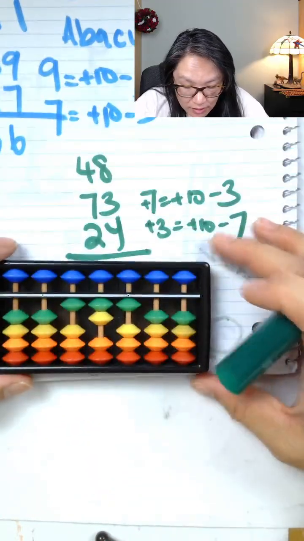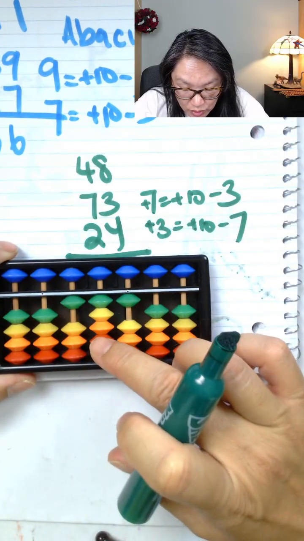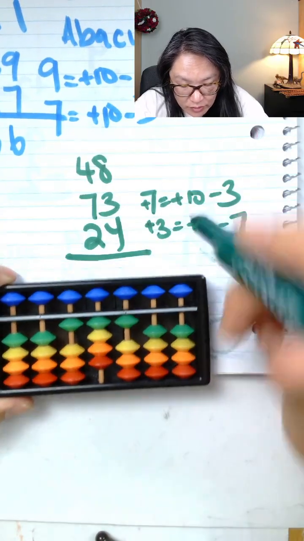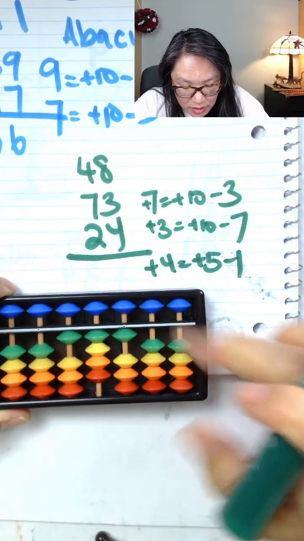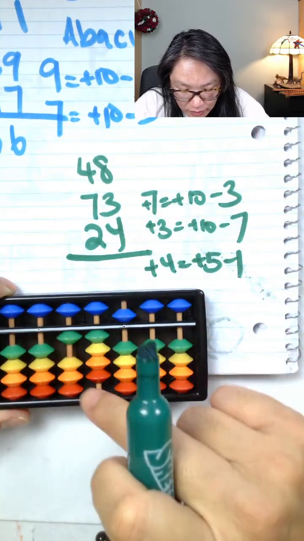Now we go here. We want to add 24. Add 2, add 4. Is there enough to add the 4? No. Plus 4 is equal to plus the 5 minus 1. So plus the 5 minus the 1. So my final answer is 145.